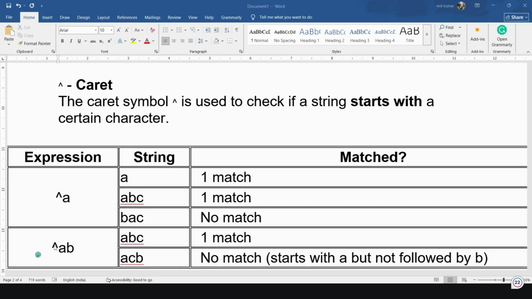Similarly, when I'm taking caret followed by two characters like AB, this entire group of two characters is matched, whether a string begins with these two or not. Let's say I'm going for ABC. So the first two characters you can see are matching with this AB, hence a match is found. But when I'm writing ACB, even though this A is matching, it is not immediately followed by B. Hence, this is not going to match this particular caret followed by AB.